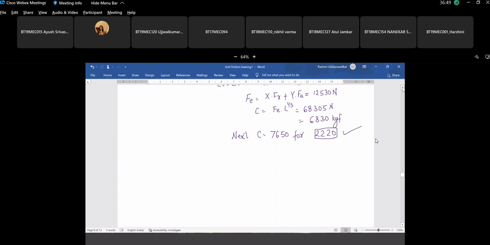So let me quickly tell you what is the relevance of E, and then we'll solve another problem from the Shivalka design data book. The effect of combined radial and axial load. If you are not getting what we have done here, you are free to ask me questions, else I assume it's clear.